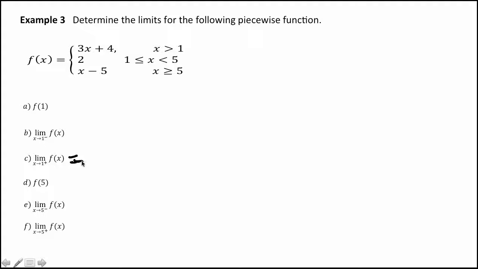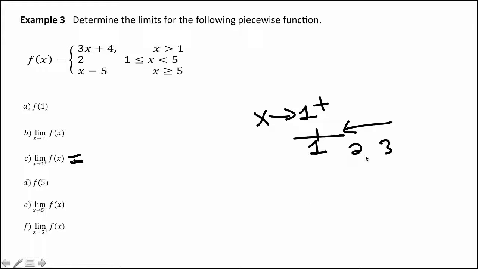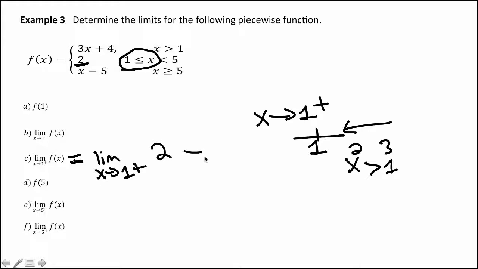And then we're going to do from the right side. So if you're approaching from the right side, remember that means this is 1, and then you're coming in from the right side, so you're coming in with numbers that are bigger than 1. So therefore you're looking for x is greater than 1. The only condition that has x greater than 1 is this condition here, where it says x is greater than or equal to 1, or in this case 1 is less than or equal to x. So we're focused on the 2, so we're doing the limit as x approaches 1 from the right side of 2, which in this case is just 2.